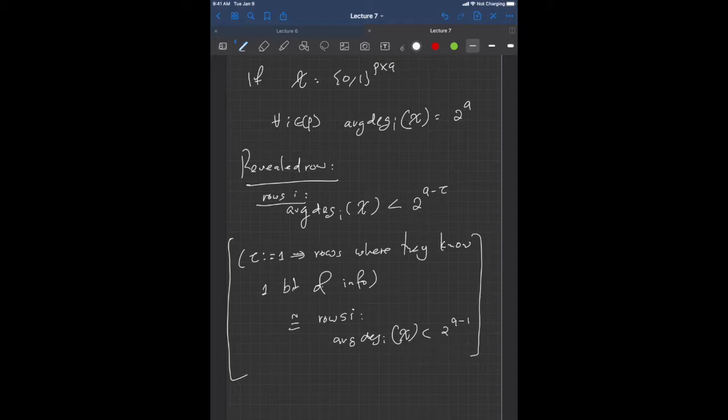Are there any questions about this definition of information? This should be a good time to ask, because the rest of the proof is just proving some properties for this definition and then completing the proof.